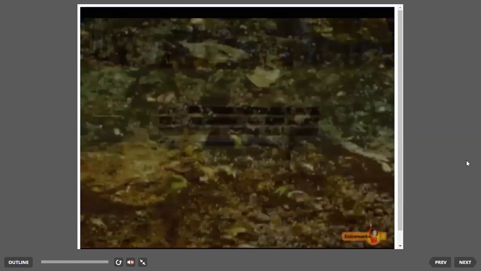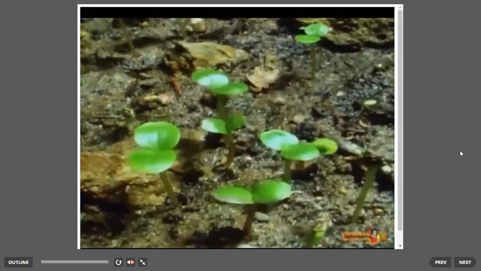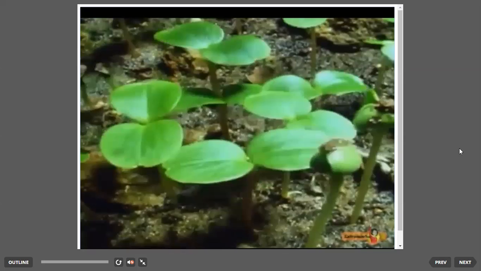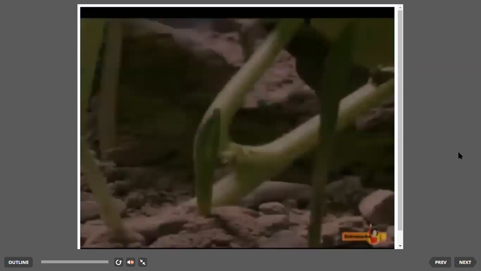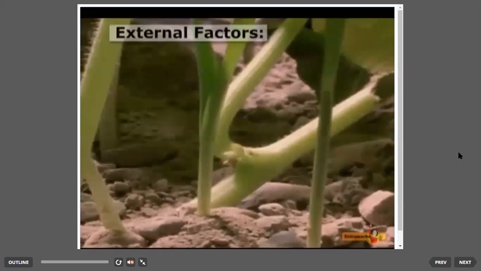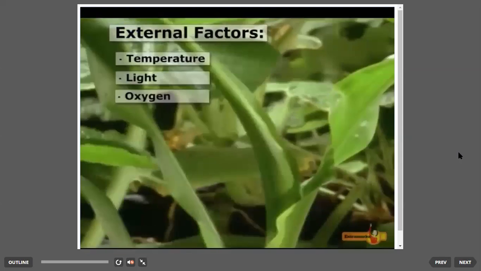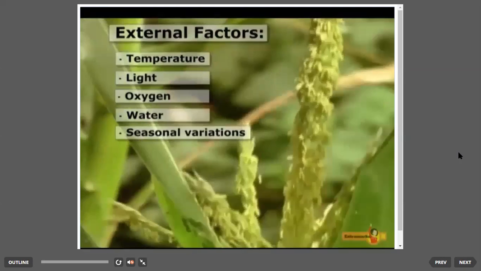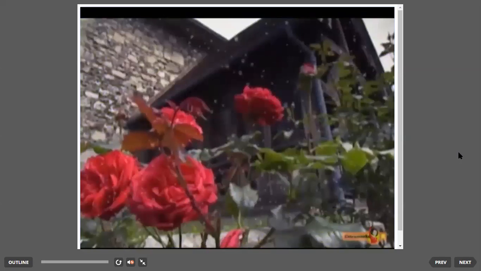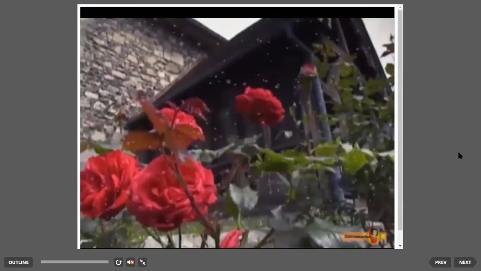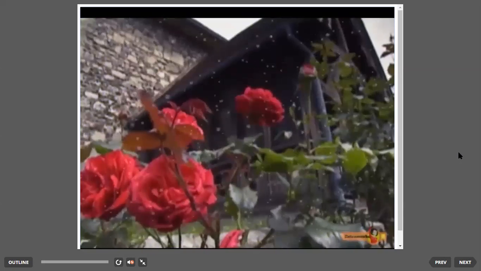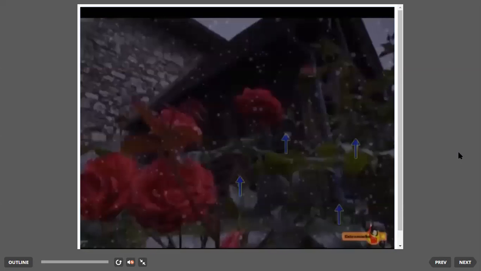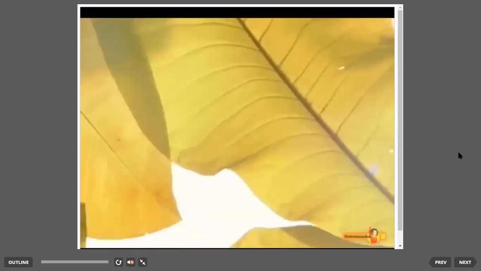Plant growth and development is not only controlled by intrinsic factors, but it is also influenced by some external factors. External factors include temperature, light, oxygen, water, and seasonal variations. During the winter season, the rate of absorption of water by plants from the ground is low. Continuous evaporation of water from the leaves can lead to drying out of a plant. So, plants start to shed their leaves to conserve water.